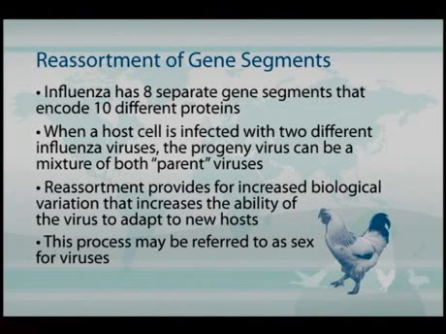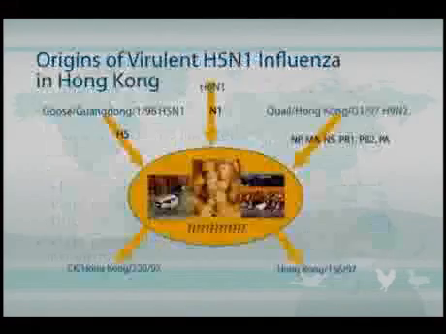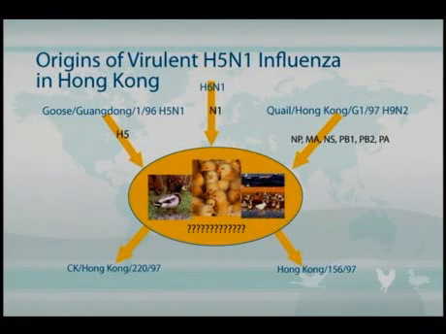Again, it's another way for the virus to increase diversity and provides one more mechanism for the virus to adapt very quickly to a new host environment. And again, this is oftentimes referred to as sex for viruses. Now, one example that we have, a classic example, is when we had the H5N1 outbreak in Hong Kong in 1997. The virus that we had in Hong Kong appeared to be actually a combination of several different viruses that had been circulating previously.